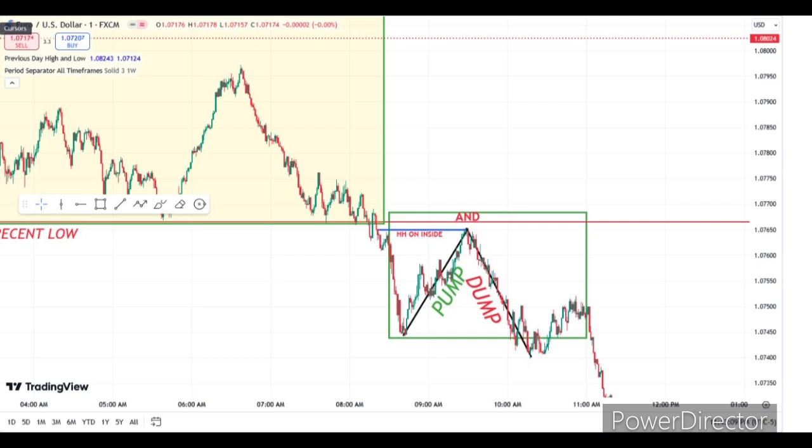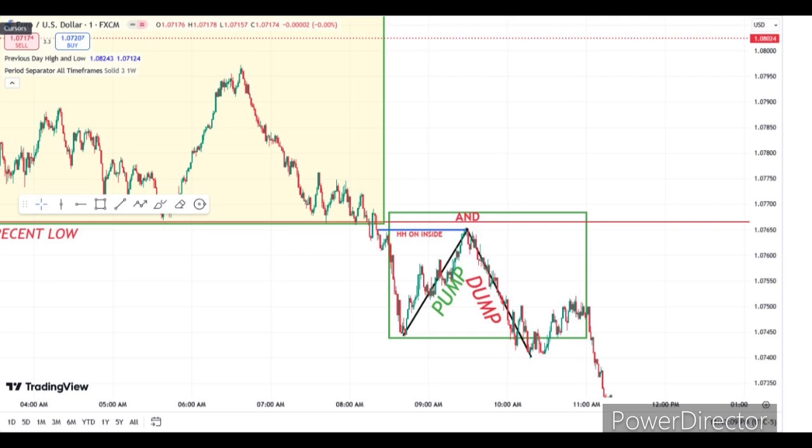There's the trading range in the top left. You can see we break out of that trading range. Then we have a pump and dump that takes place over the course of the session. If you zoom in, you'll see a blue trend line that says higher high on the inside.